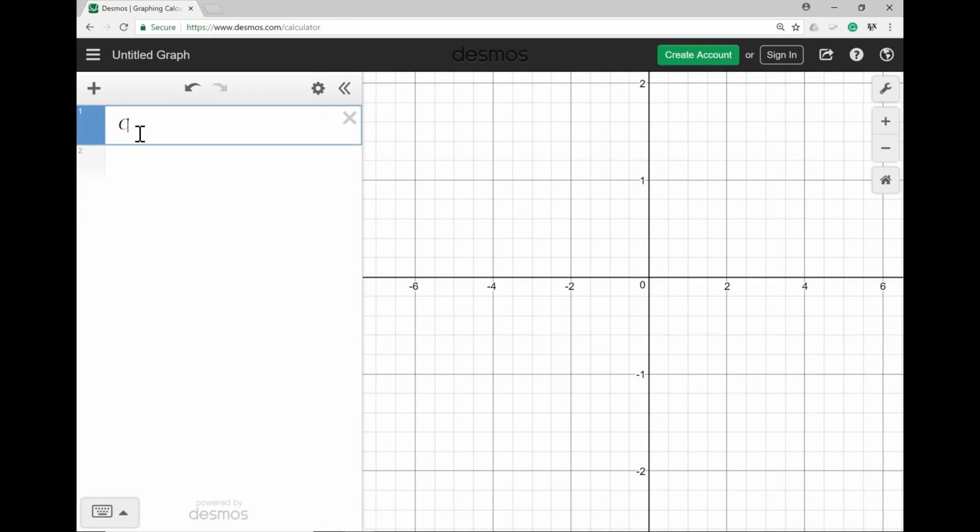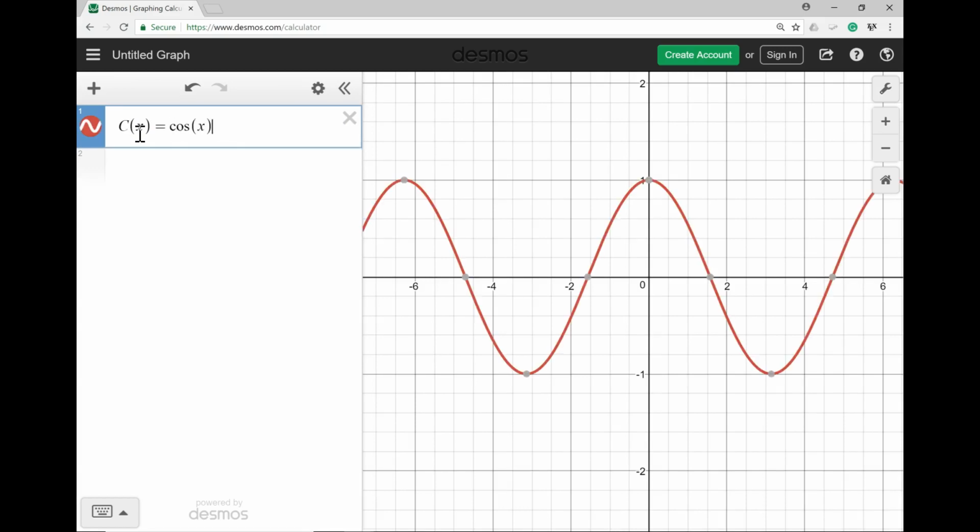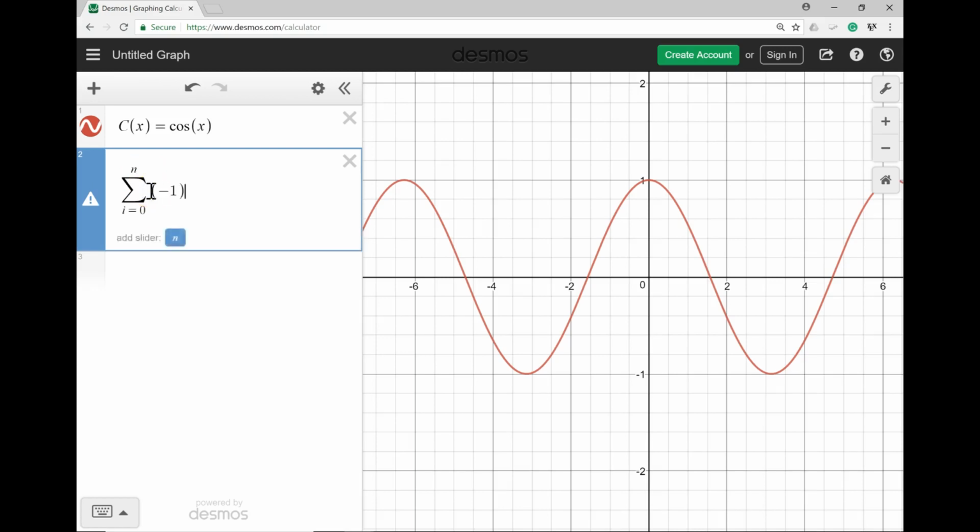So the function, I'll use c of x this time, since that's what we used before, is cosine of x. And now we'll do the power series. Let's do a few things. We'll do c, and we'll do the derivative, and then we'll do the antiderivative. So this is going to be the original function c, which was the sum of negative 1 to the i, x to the 2i, all divided by 2i factorial.